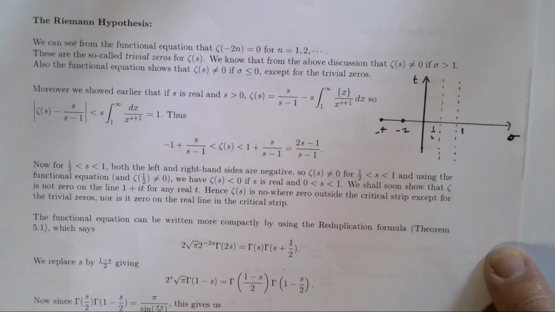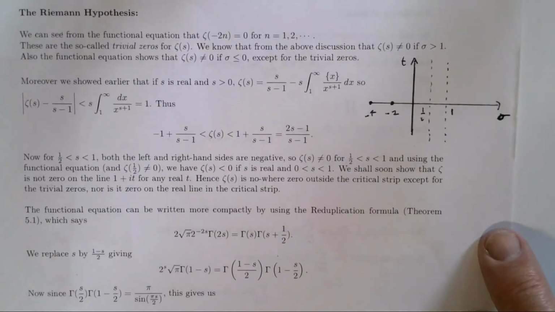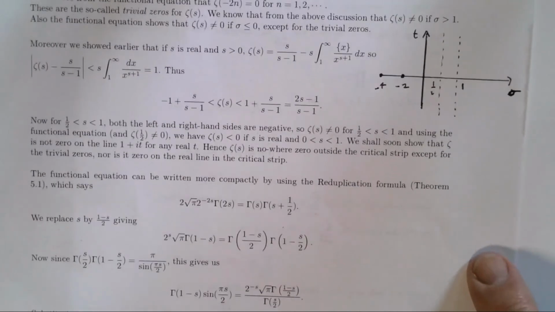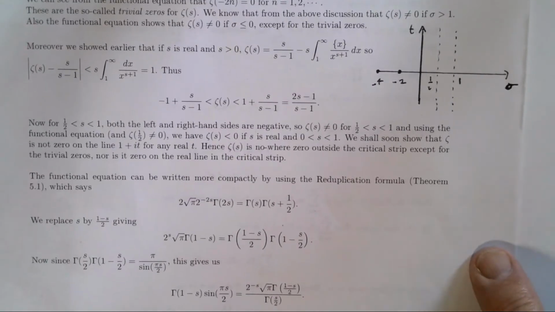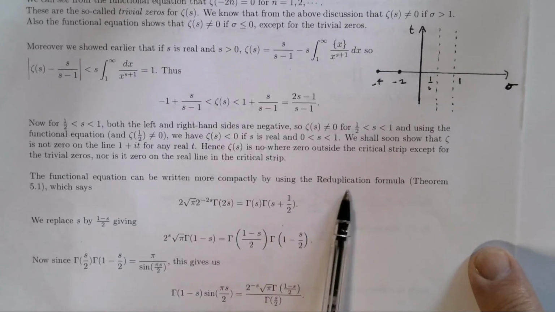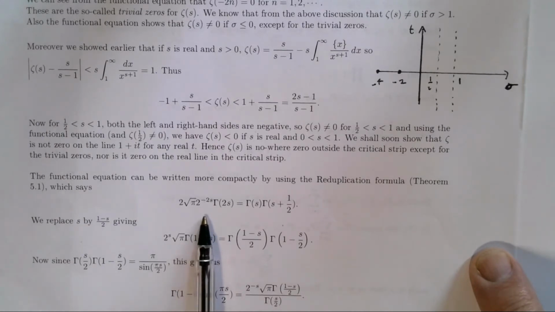Now we can take this functional equation I mentioned before. The functional equation is remarkable, but it does look rather cumbersome, and what Riemann did was he tried to write it more compactly to try and see a little bit more clearly what was going on. And you can do that by using the reduplication formula that we had before in Theorem 5.1, which I put down here. You'll recall enabled us.